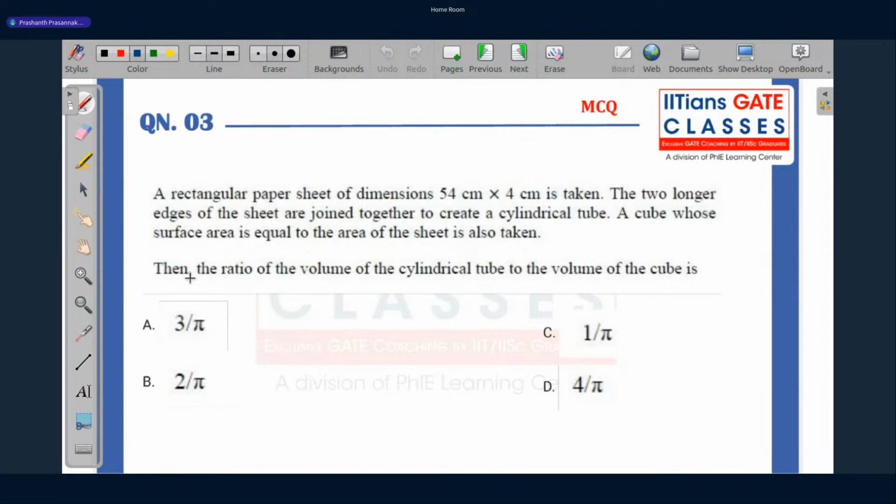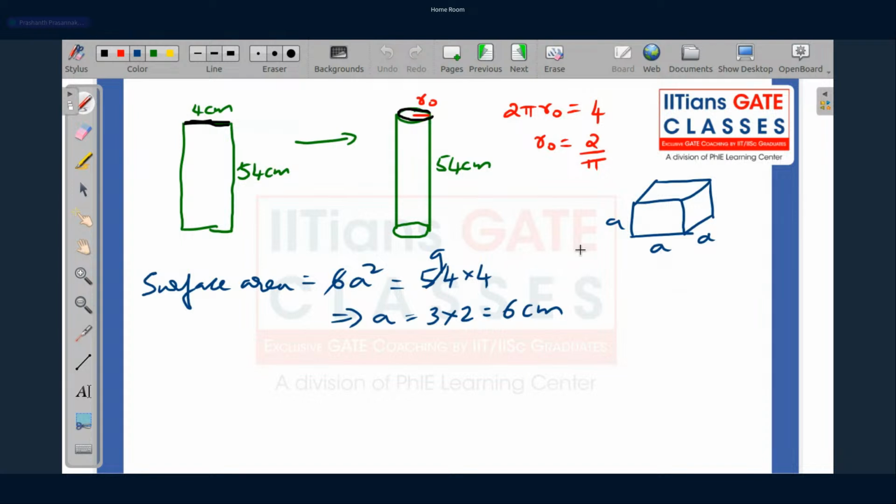Finally, what the question is actually asking comes to the ratio of the volume of the cylindrical tube to the volume of the cube base. So what is the answer? Volume of cylindrical tube by the volume of the cube.